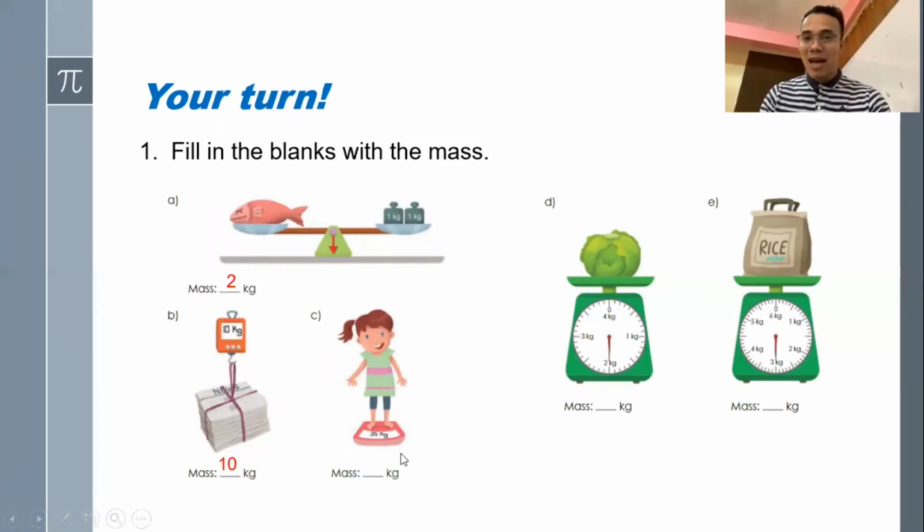Letter C, the mass of the girl is 35 kilograms. It says here 35 kilograms. By the way, grade 2, this is what we call digital weighing scale. Letter D, the mass of this vegetable is 2 kilograms. And for letter E, the mass of this bag of rice is 3 kilograms. Congratulations. I believe you've got the correct answers.